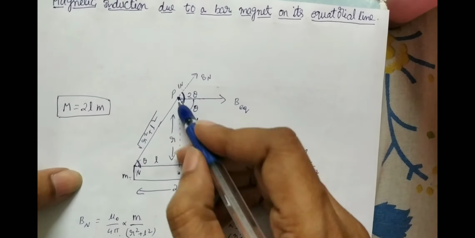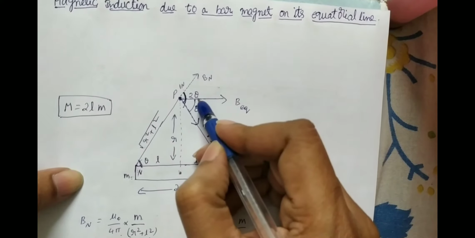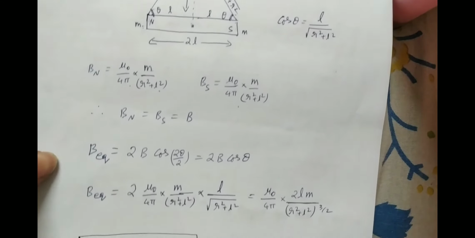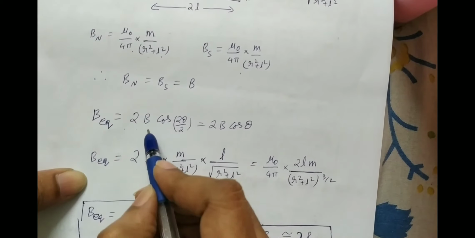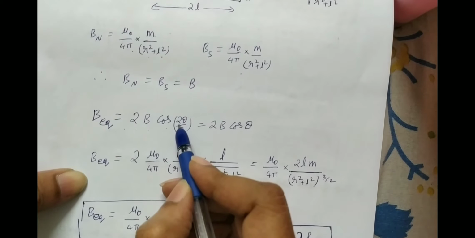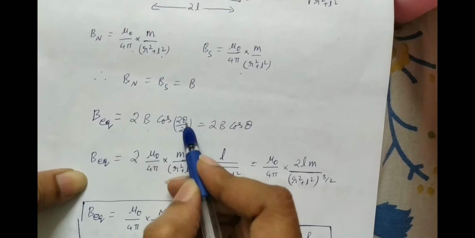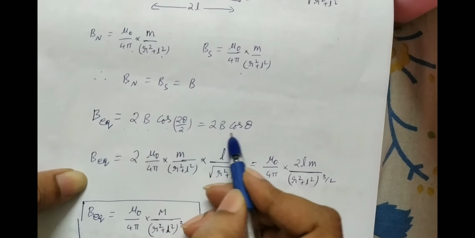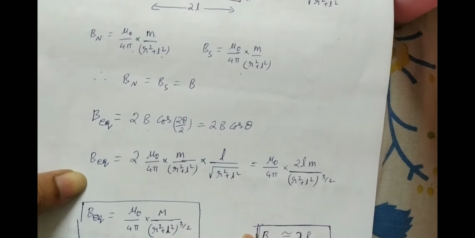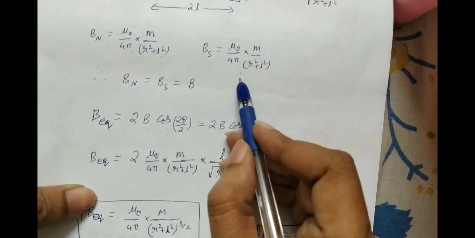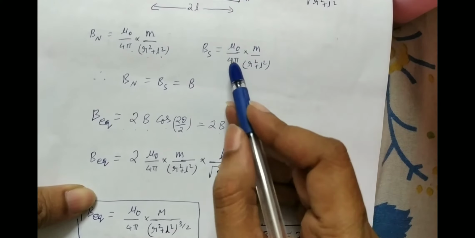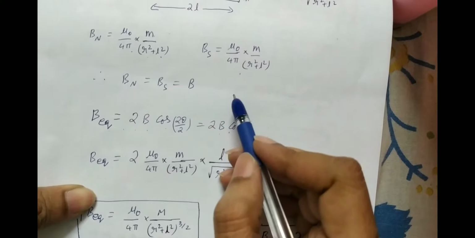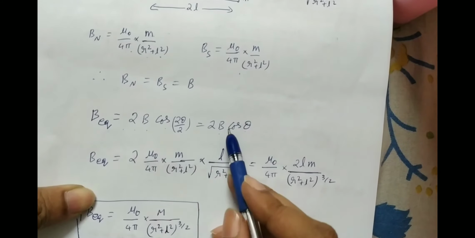So two vectors Bn, Bs, and the angle between those two is 2 theta. Then what do you get? Resultant field. So B equatorial is equal to 2B cos theta. What is theta here? The angle between those two is 2 theta, 2 theta by 2, so it is 2B cos theta we get. And the B value we already calculated, that is mu naught by 4 pi, m by r square plus l square. Bs and Bn, B all are the same. That value we can substitute here in place of B.